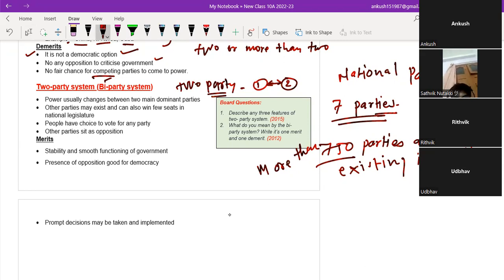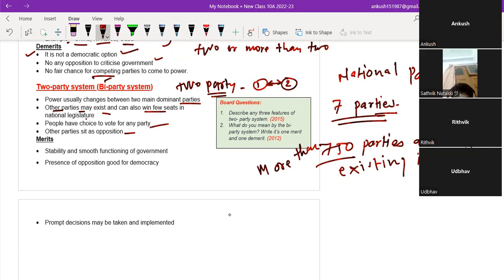Power usually changes between two main dominant parties. This is the merit. Okay. Then other parties may exist. Other parties, those who are not the main parties, leaving these two powerful parties, can also win a few seats in the national legislature. People have the choice to vote for any party. Other parties sit as opposition.